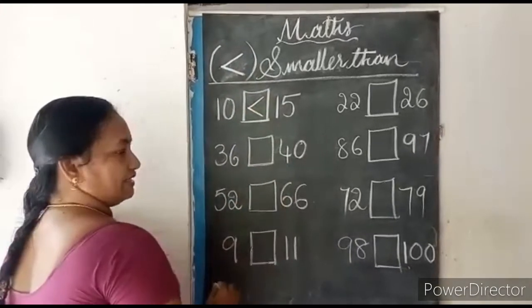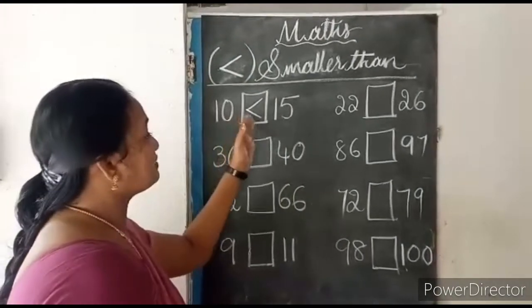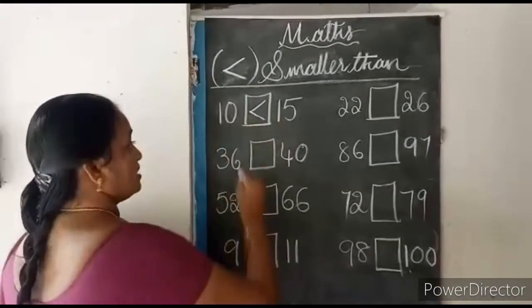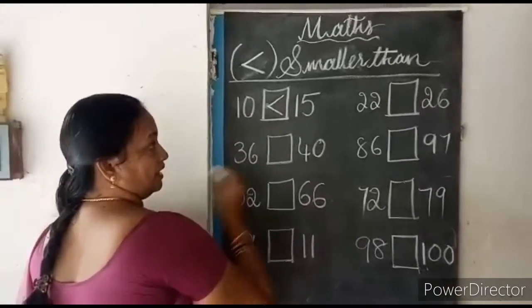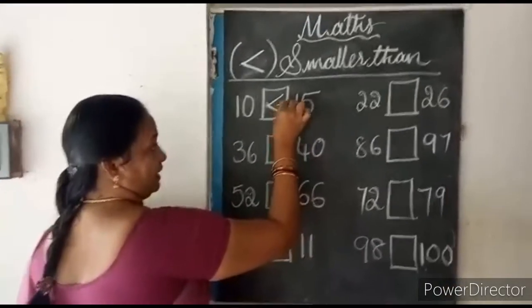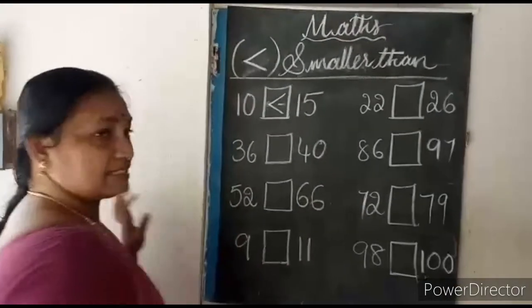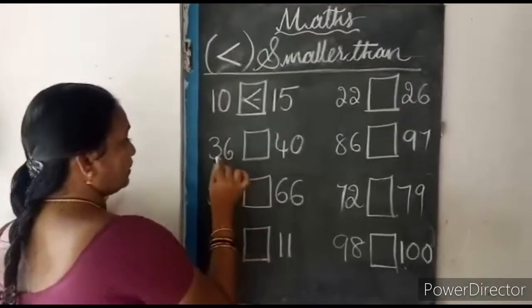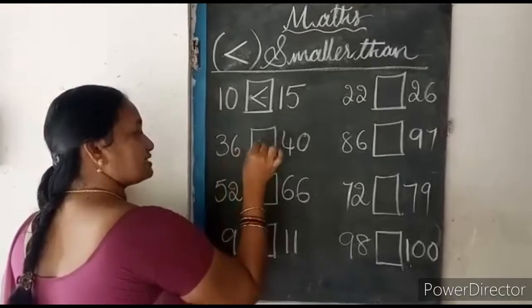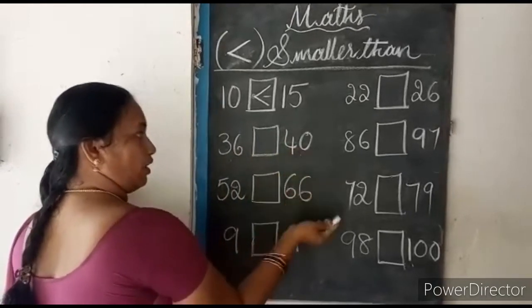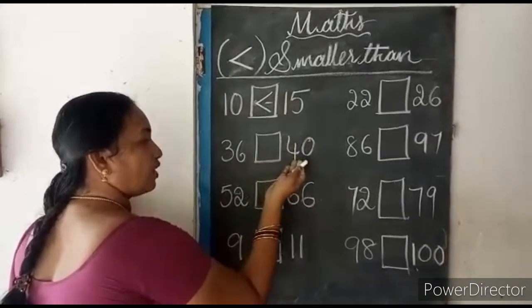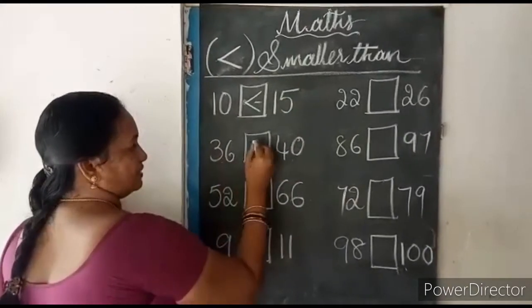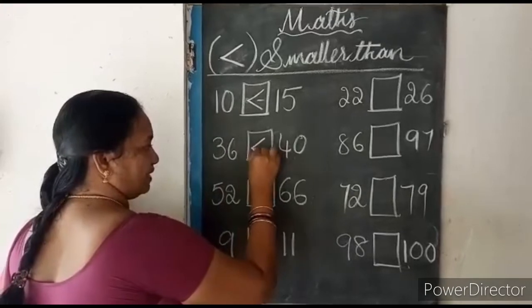Did you understand, children? So 10 is smaller than 15. The smaller number side should be closed, and the bigger number side should be opened. Did you understand, children? So, is 36 smaller than 40 or bigger than 40? It is smaller than 40. So, put the sign of smaller than.